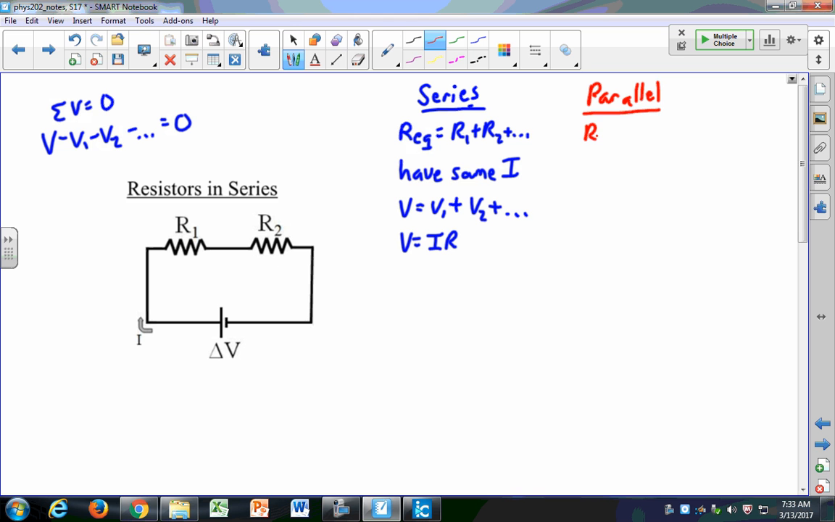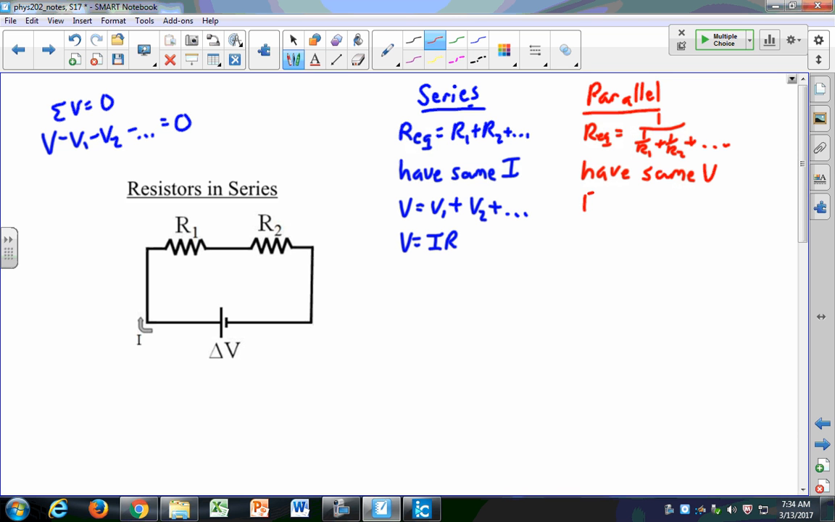And then for parallel, which we'll get to soon, the equivalent resistance is 1 over R1 plus 1 over R2 plus however many resistors you have. Notice this is like capacitors in series. So we've seen these expressions before for capacitance. They're just flip-flopped. Resistors in parallel have the same voltage. That was the same for capacitors in parallel.